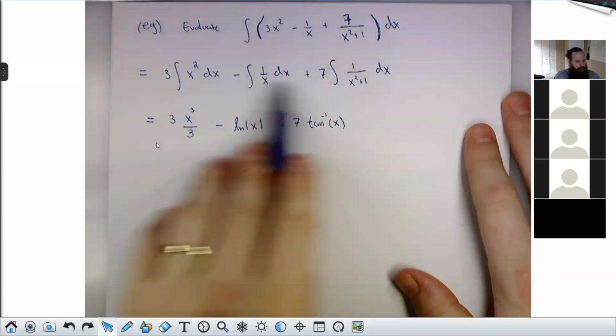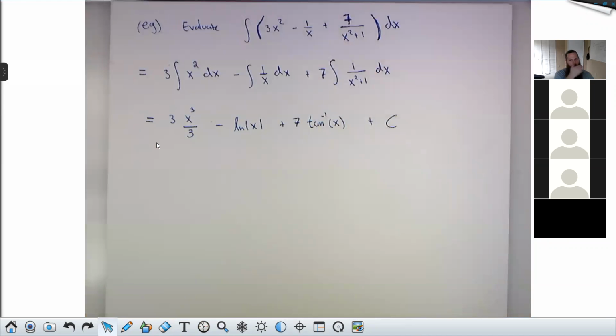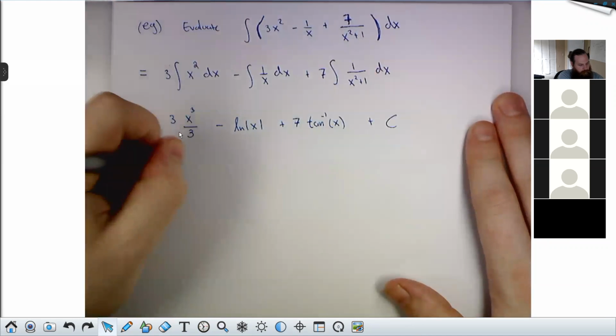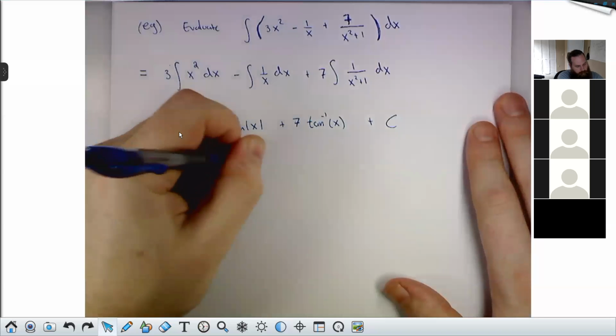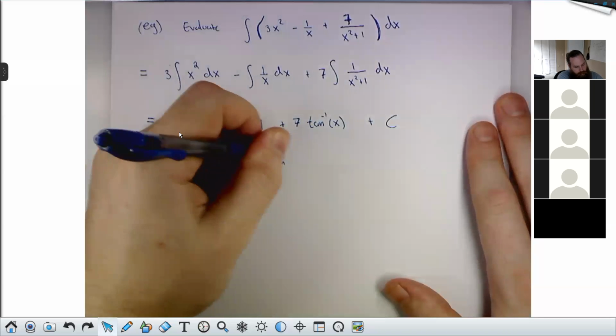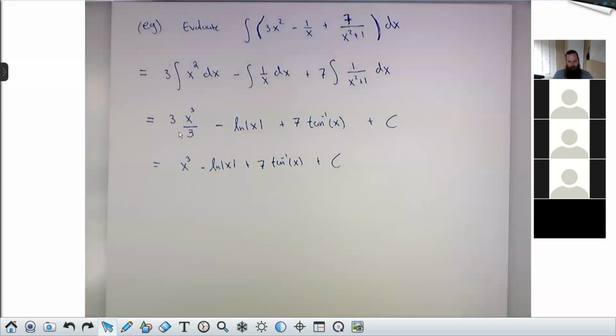And though each one of these comes with its own little plus C, I can just write it at the end as a single plus C. So if you differentiate anything that looks like this, regardless of the value of C, you will get exactly this. The only thing I would do before finishing up here is cancel these 3s. So this is x cubed minus the natural log of the absolute value of x plus 7 times the inverse tangent of x plus a constant. Any questions on this one?